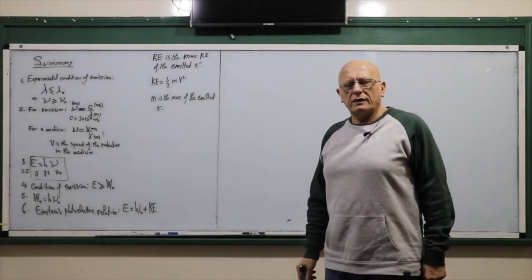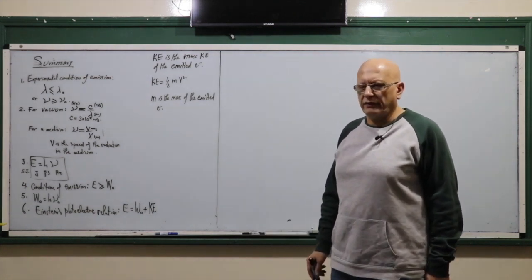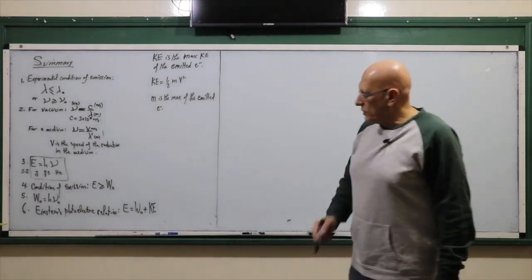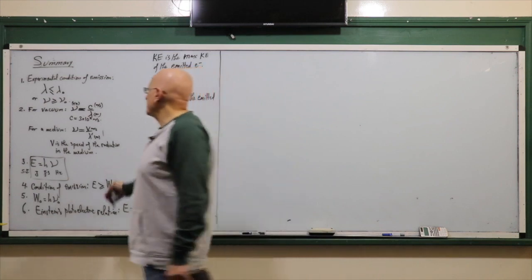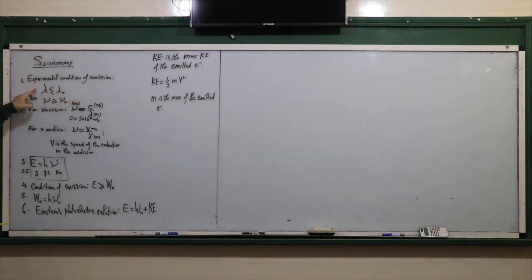Okay. In this session we are going to make applications about the photoelectric effect. But before that, I put a summary for the formulas here, so let's review them together. Summary: first, the experimental condition of emission. Lambda of the electromagnetic radiation should be less than or equal to lambda node, which is called the threshold wavelength, or the frequency of the electromagnetic radiation should be greater than or equal to the threshold frequency.